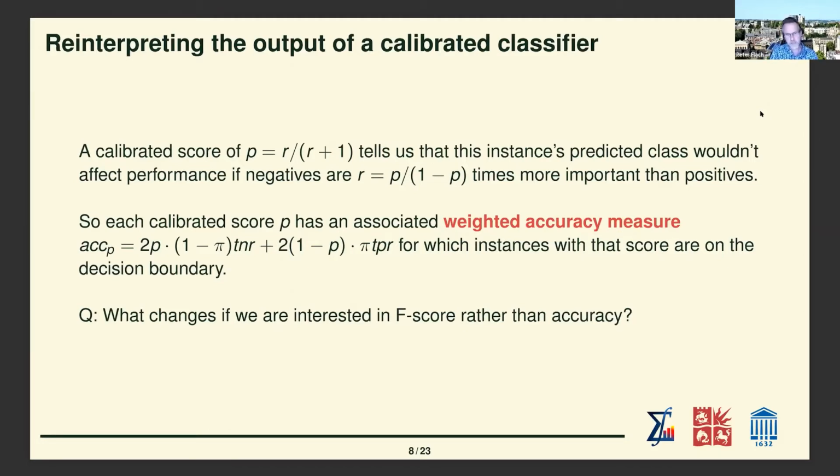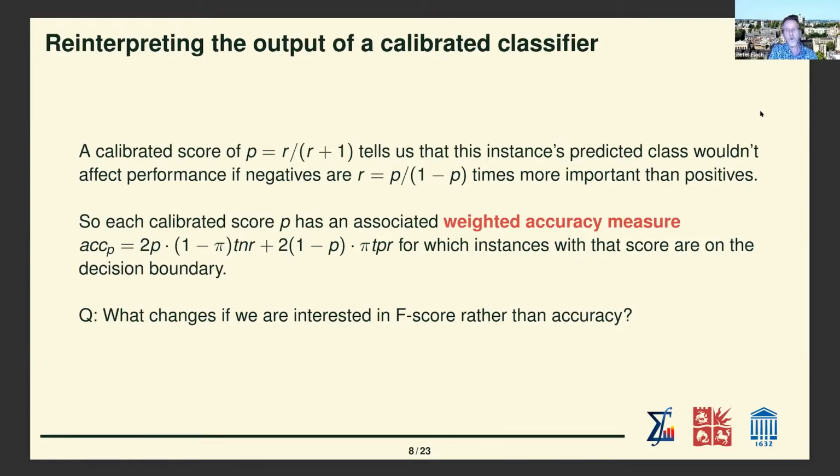What changes if we are interested in F-score rather than accuracy? F-score is very popular in information retrieval, and typically F-score is used if true negatives don't add value. Google doesn't get money for correctly not returning web pages, for not returning non-answers to your query. That doesn't make Google any money, so they want to take that out of the equation, which is why you would use F-score rather than accuracy.